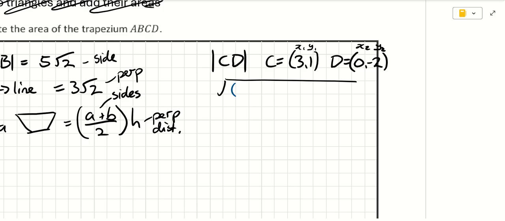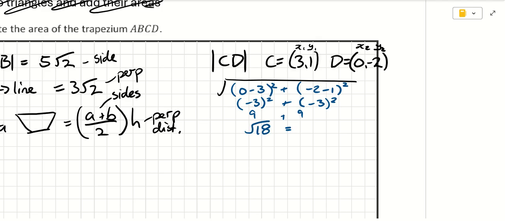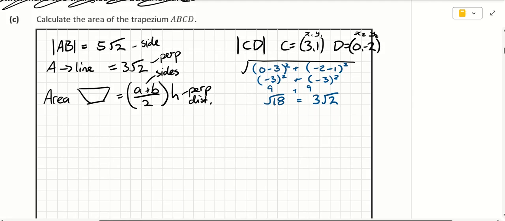So we've got x2 minus x1, so 0 minus 3, plus minus 2 minus 1. So that would be minus 3, squared, plus minus 3, squared. They're both like that. So you get 9 plus 9, so root 18, which will simplify to 3 root 2 if you put it into your calculator. So now we actually have everything we need.